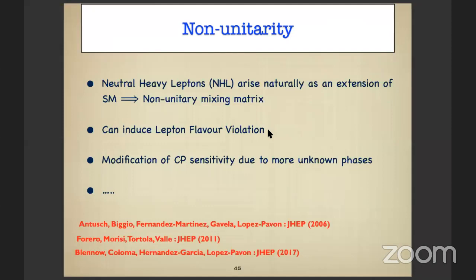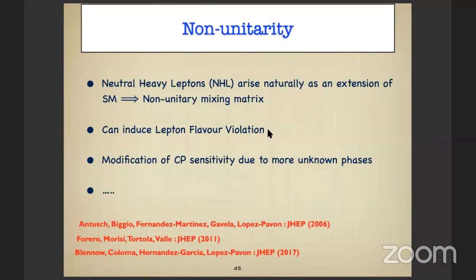Another new physics scenario, which is much discussed, is non-unitarity. In the case of non-unitarity, one can include a neutral heavy lepton or NHL, which of course can arise naturally as an extension of the standard model. And this gives rise to a non-unitary mixing matrix. For example, we have already discussed sterile neutrino. In the sterile neutrino case, this mixing matrix becomes 4 cross 4, which is unitary, of course, but the 3 cross 3 sector of that mixing matrix becomes non-unitary. And people have studied those and so on.